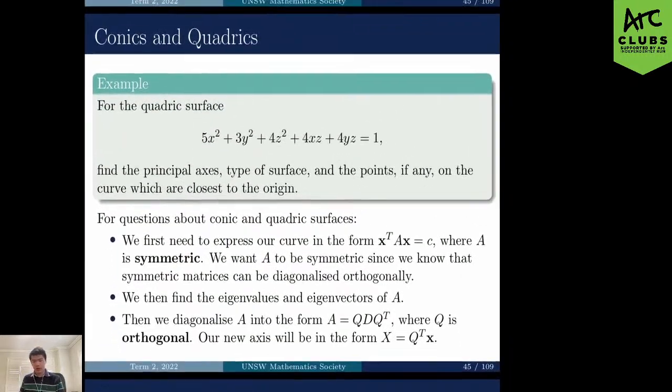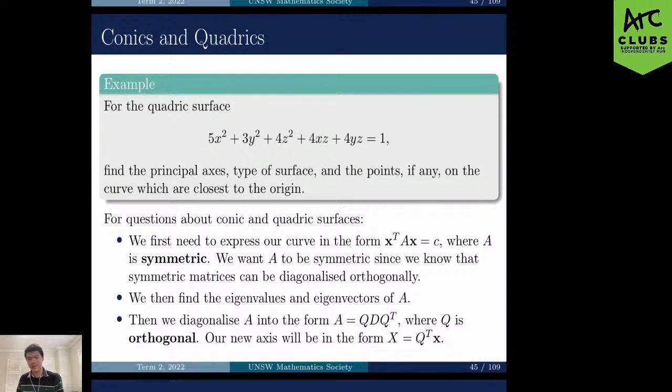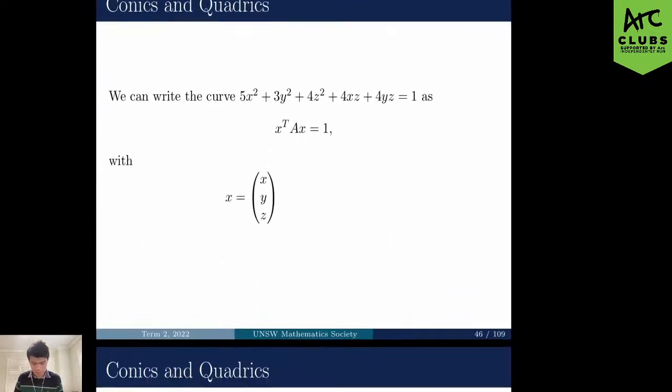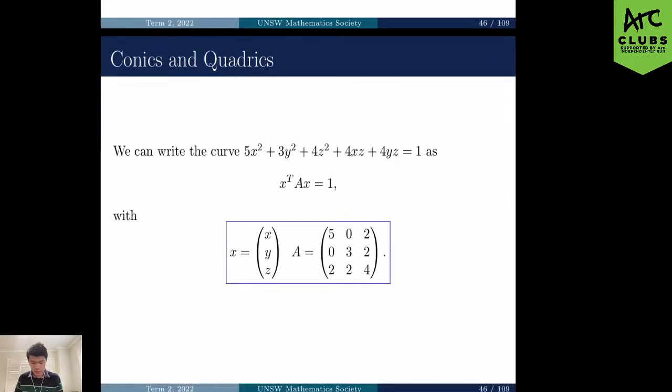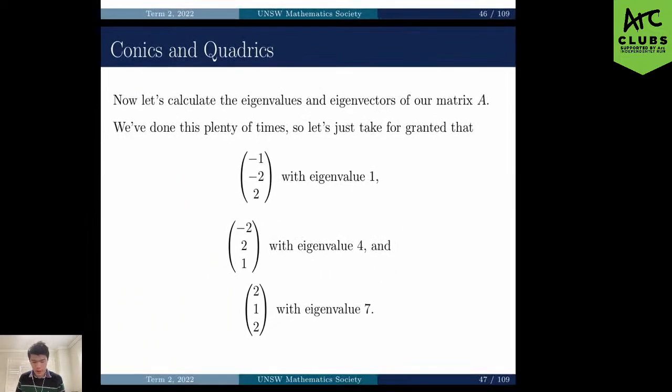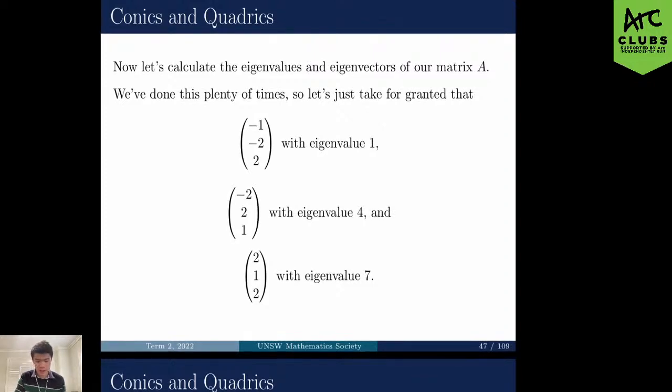We're going to speed run the last part because we're running out of time. Basically, we diagonalize A, and once we've diagonalized A, we can do some fancy manipulation, but we'll see what that looks like in a second. Again, this is A, and this is our formula: x transpose A x equals 1. Now we have to diagonalize. We've done this plenty of times, so hopefully it's not too complicated.